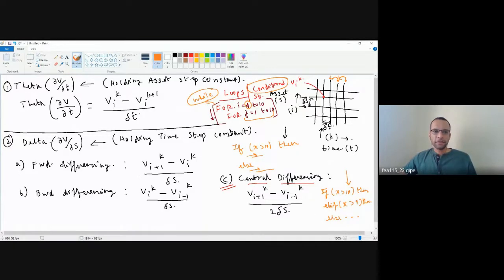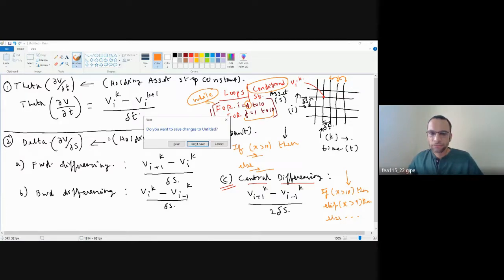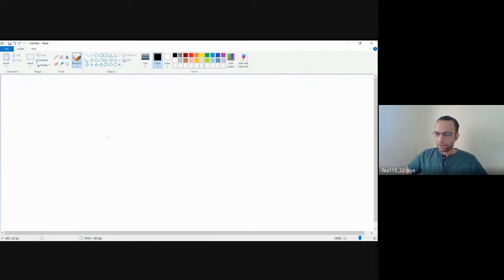Now let me write the approximation for gamma as well. So the way in which you can represent gamma. Okay, just erase this. Let us approximate gamma, D2V by dS squared.